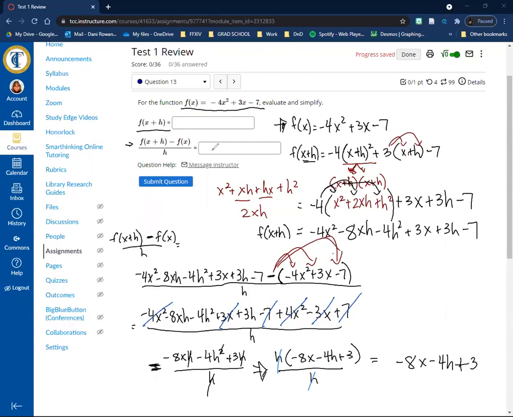So the f of x plus h, that long equation right there would be our answer for the first one? Yes, this right up here is going to be that negative 4x squared minus 8xh minus 4h squared plus 3x plus 3h minus 7. And then our answer for the final one is just going to be negative 8x minus 4h plus 3.